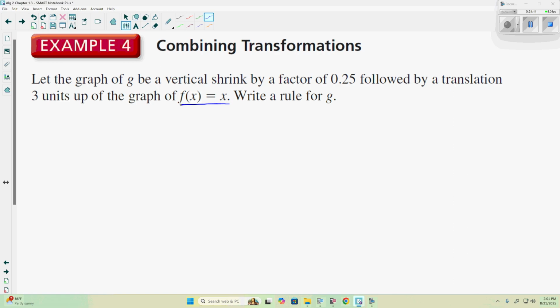Now, I'm going to give a name for the middle one because we're going to do this one at a time. Let's call it h of x. It really doesn't matter. And the way we do these transformations, we want to do them in the order in which they were listed. So the first transformation that was listed was a vertical shrink by a factor of 0.25. So h of x in the general form is going to be a times f of x. That's what we're going to do first. The value of a is what?